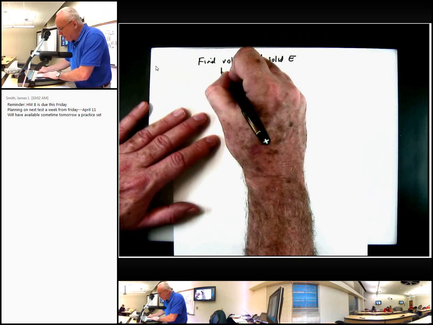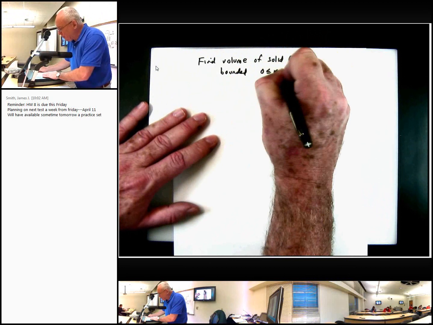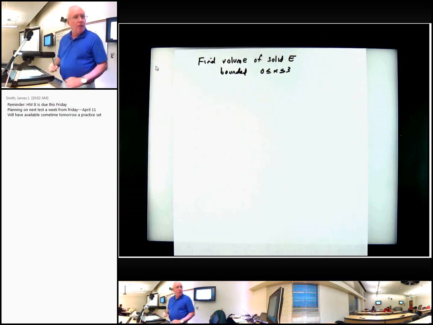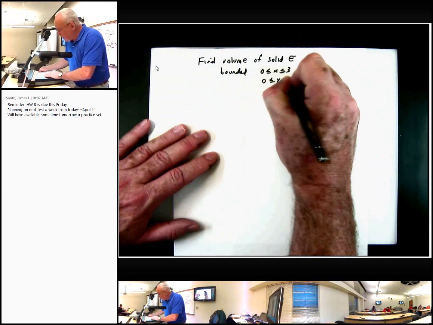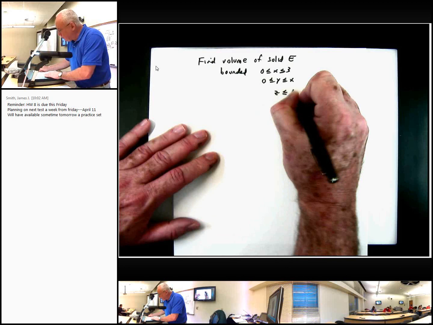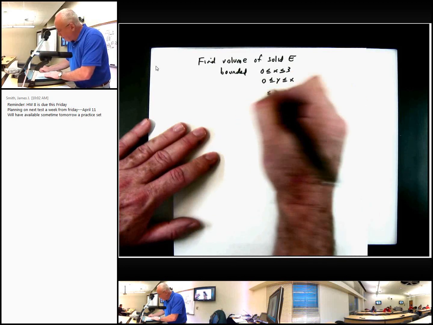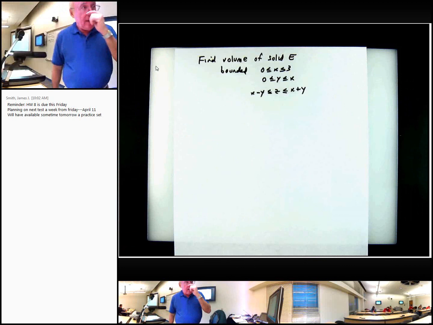And this solid, we're given bounds. It's bounded by, let's see, x goes from 0 to 3. y goes from 0 to x. z goes from x minus y to x plus y.